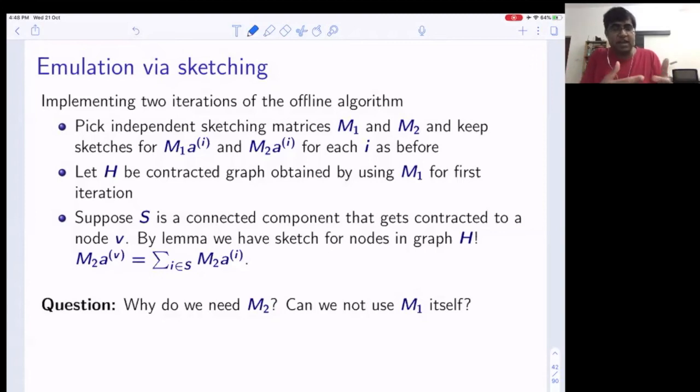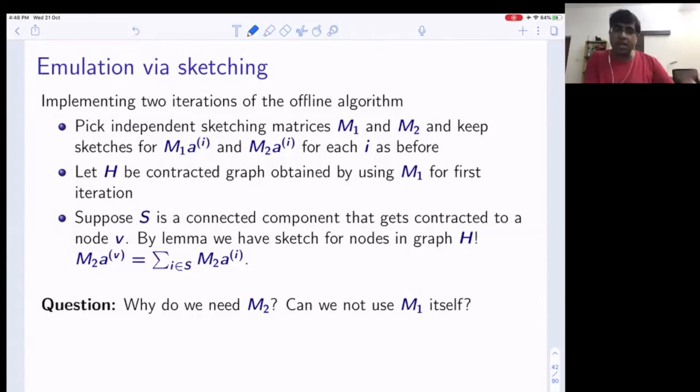So the events start to completely interact with each other, and we cannot have a guarantee that the second time I also succeed with this good probability, because it depends on what you have emulated before. So you have to be careful when you use these sketches, because these are not guarantees of a deterministic data structure. These are the guarantees of a randomized data structure. So I cannot use M1 itself.